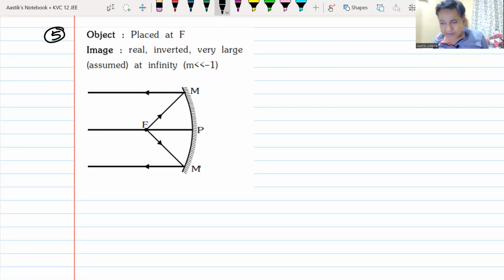Don't need to draw the diagram. The diagram is just for your feel-good factor, nothing else. If you draw the diagram, well done. If not, no worries. But you have to remember all these things in the way that I have told you. Shall I move ahead? The 6th case.